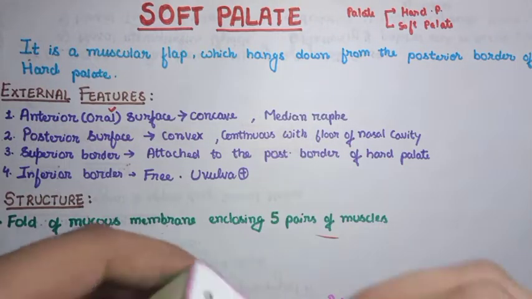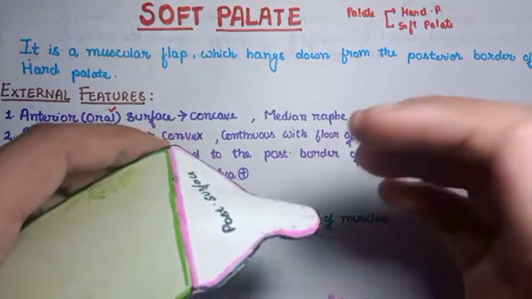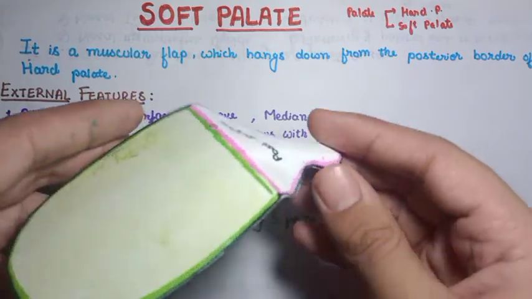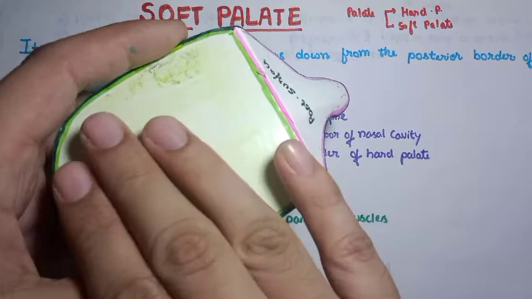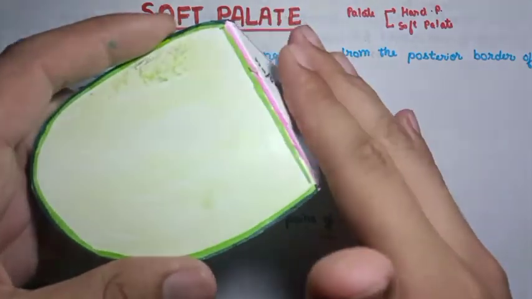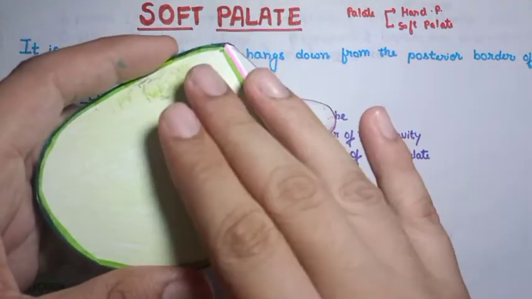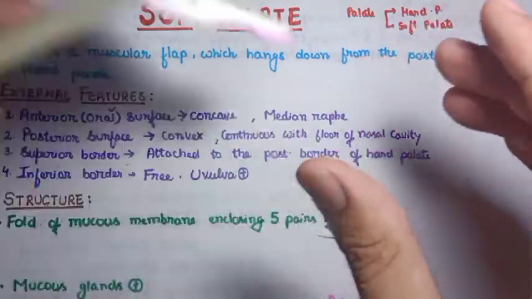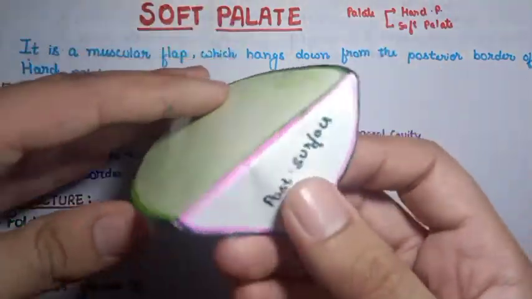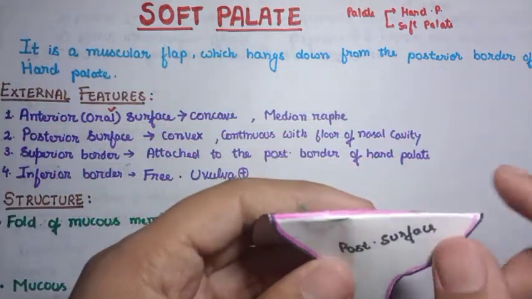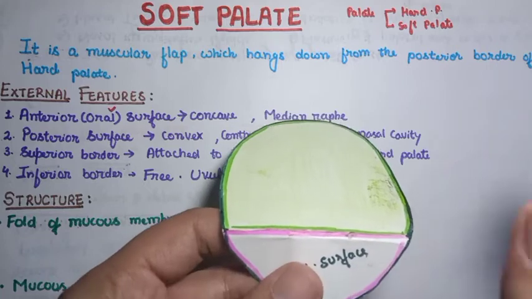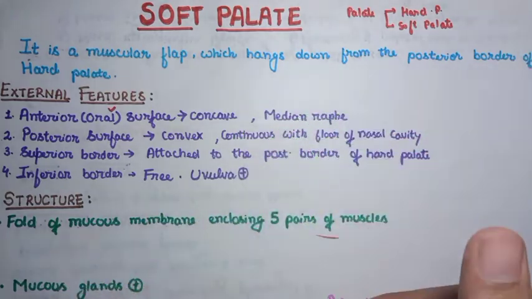What about the posterior surface? It is convex. If you see from outside, it is convex and it is continuous with the floor of the nasal cavity. As you can see, this is the floor of the nasal cavity and it is continuous with the posterior surface of the soft palate. These are the very basic points that you can easily tell by seeing this model. What about the superior border? You can see the superior border is attached to the posterior free border of the hard palate. This is the only point you have to remember in the case of the superior border.